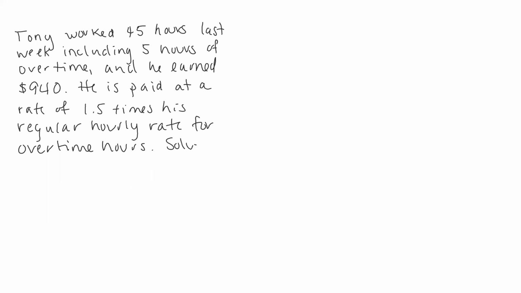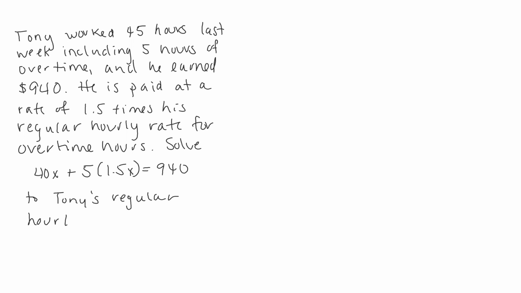So what we want to do is solve 40x plus 5 times 1.5x equals 940 to find Tony's regular hourly rate. All right, so let's take a peek at this. So we have the regular hours at 40x. So that just means Tony worked 40 hours making his regular pay. So that's 40 times x, where x equals the hourly rate.